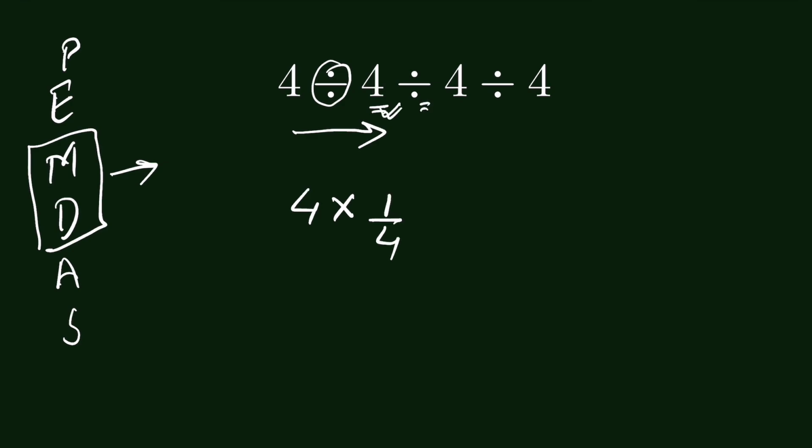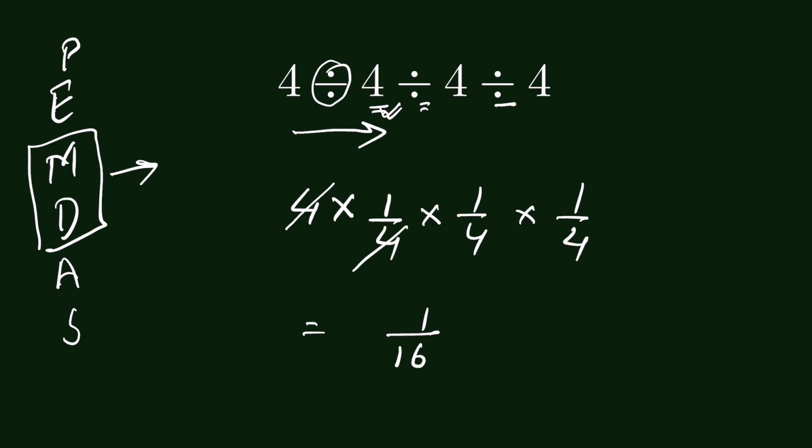Then this division also converts into multiplication, so it will be 1 upon 4. And then this division into multiplication, so it is 1 upon 4. Now you can cancel this 4 and this 4. So the answer will be 1 upon 16. This is the correct answer.